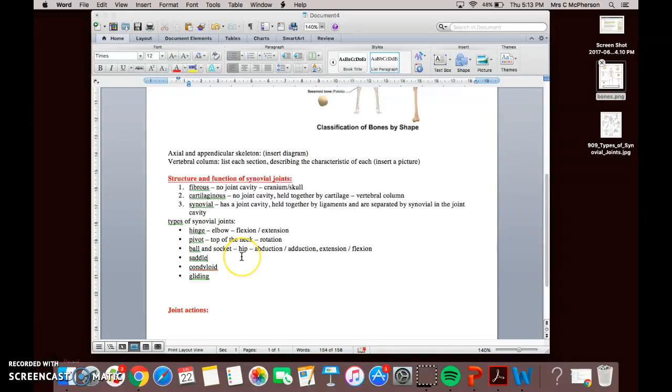Okay, for the saddle joint, we've got the joint of the thumb, and its movement is flexion, extension. We've got adduction, abduction, circumduction. Okay, remember that's just the round movement. So if you put your thumb up at the moment and move it around in a circle, okay, circumduction there.